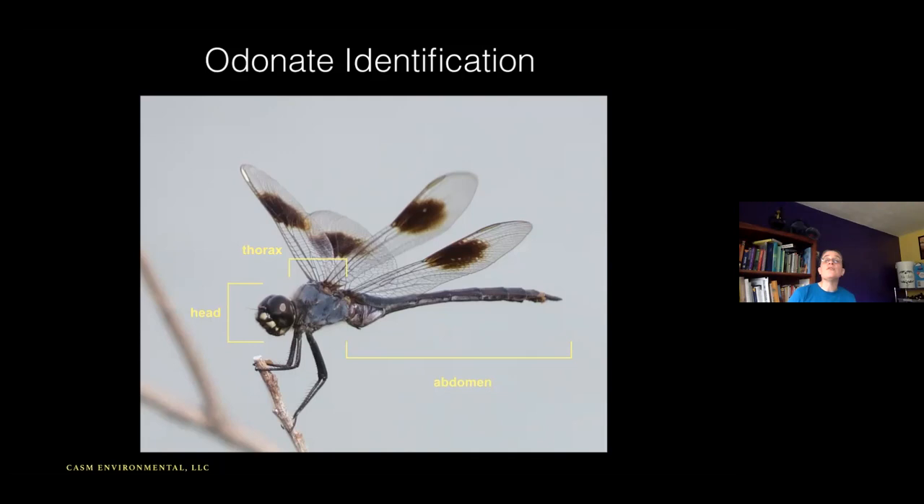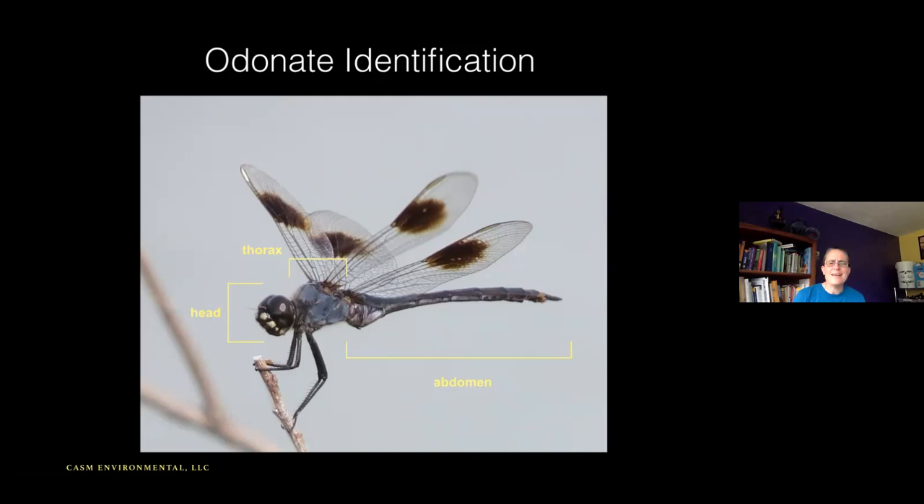So you need to get familiar with the body plan of a dragonfly or damselfly. I'm using a dragonfly here as an illustration, but unless I show you both to point out differences, just assume it's the same for both. All insects have three body parts and six legs. That's the basic body plan for any adult insect. The three body parts are shown here. You've got the head, pretty obvious. That's where the eyes and the antennae are, and dragonflies and damselflies just have little tiny thread-like antennae.